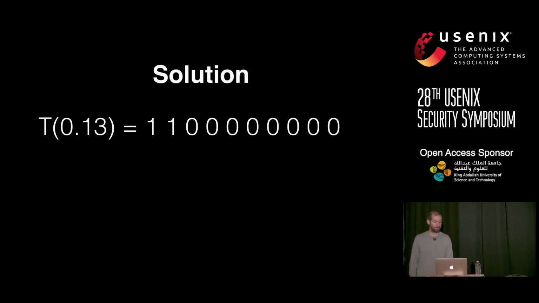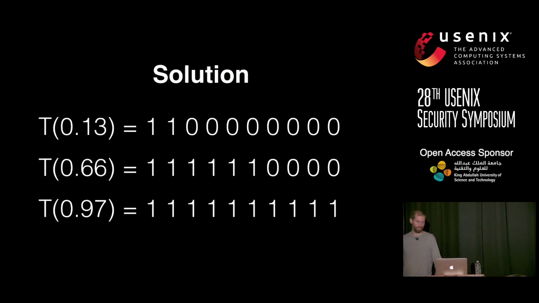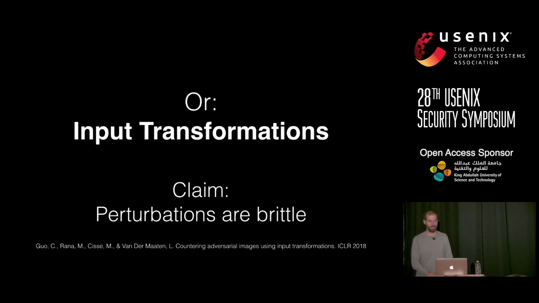What we'll do here is create a thermometer encoding function of the input. I'll say that the thermometer encoding of 0.13 is a couple of ones followed by a bunch of zeros, of 0.66 is more ones followed by a few zeros, and of 0.97 is almost all ones. And now the hope is that the neural network might be able to disentangle the difference between taking a small step at the low end of the scale and taking a small step at the high end of the scale. Maybe this helps. The final kind of defense that I'll tell you about is input transformations.